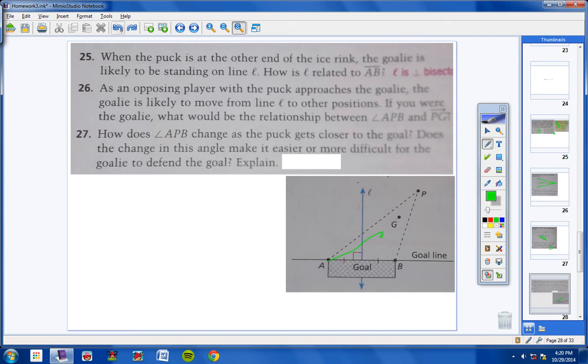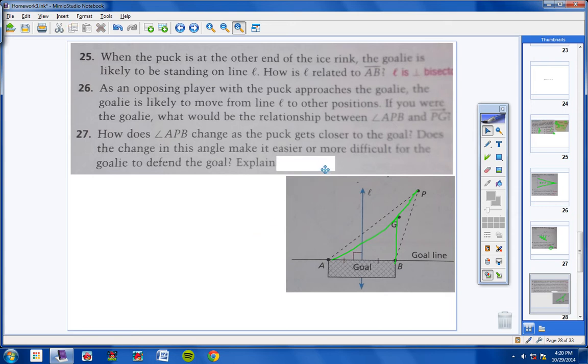Now, does the change in the angle make it easier or more difficult for the goalie to defend the goal? Well, again, students, that should be common sense. Anytime the person with the puck gets closer and closer to the goal, it's going to be more difficult for the goalie to defend the goal. So the first answer is, as the puck gets closer to the goal, this angle right here is going to get bigger. And then secondly, it becomes more difficult for the goalie to defend the goal. Okay, so that would be C below, that is the answer.